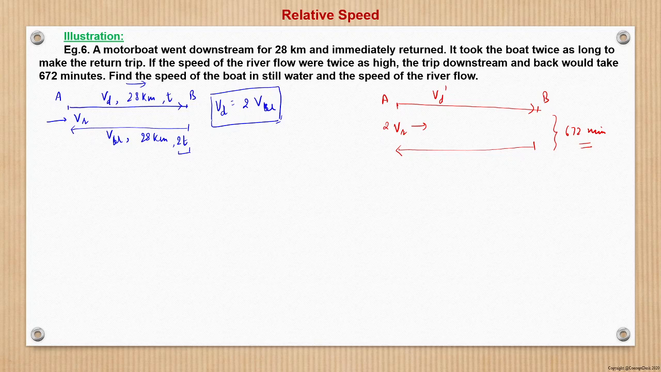Now let us see. So again we'll come back to the first case. Here Vd is equal to 2 Vu. Okay. So I can suppose this Vu, upstream, let it be V. Then Vd will be 2V. Then what will be Vb, that is the speed of the boat in still water? That will be the average of the two, right? Vd plus Vu by 2. So that will be 3V by 2.